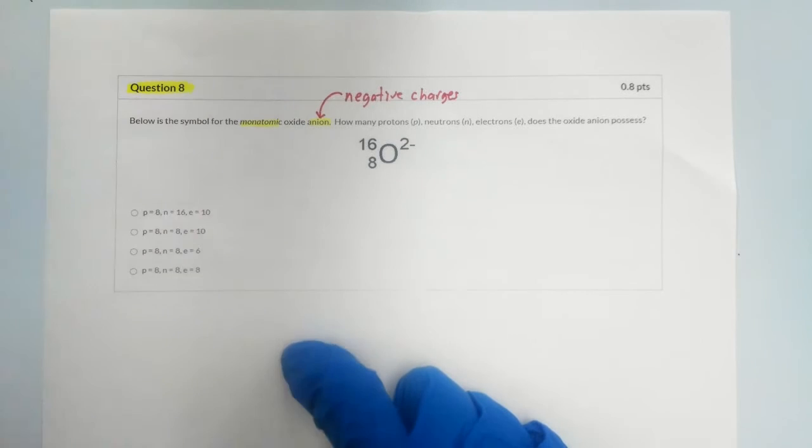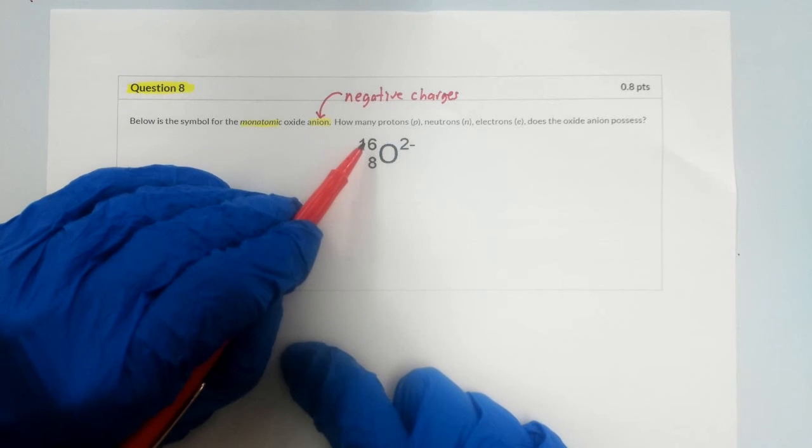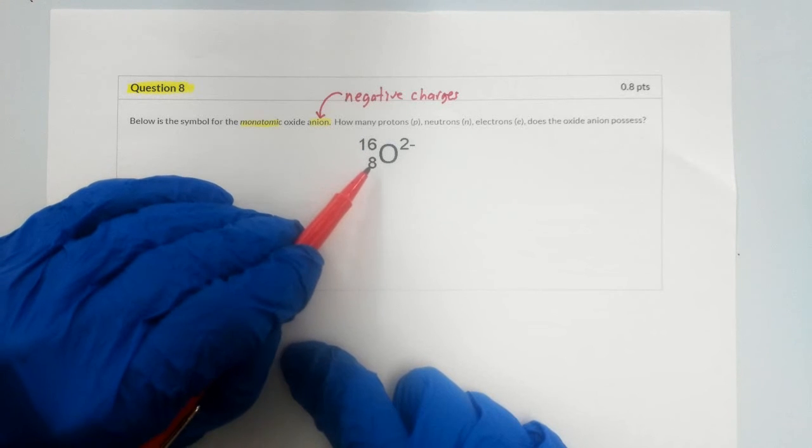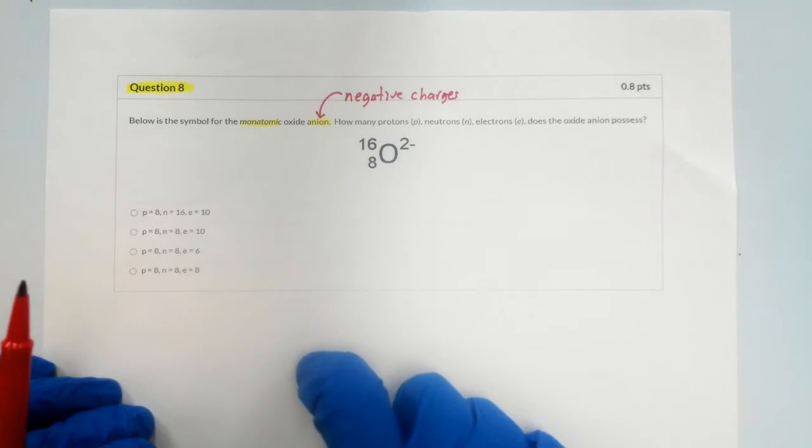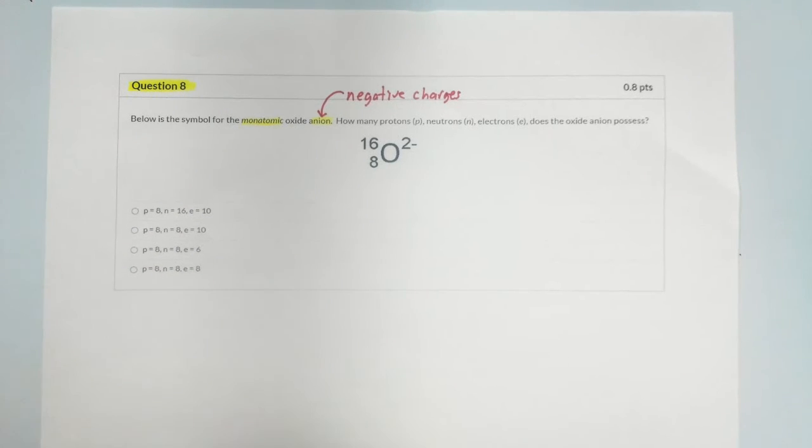Well, you already know what these numbers mean. This is the mass number, the number of protons and neutrons, and you already know that that's the atomic number, which is the number of protons. So we're going to be able to figure that out pretty quickly. But I'm going to have to show you how to go about figuring out the number of electrons, because it's going to be a little bit different than the previous problem.